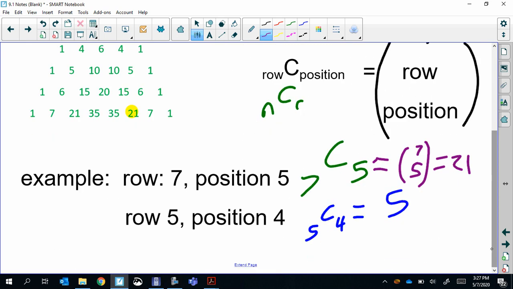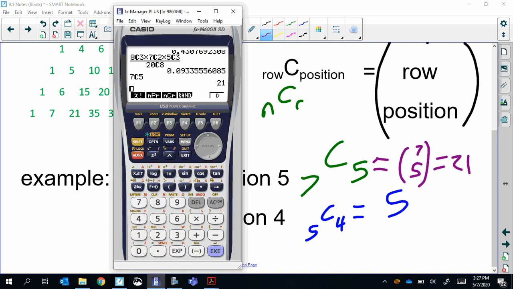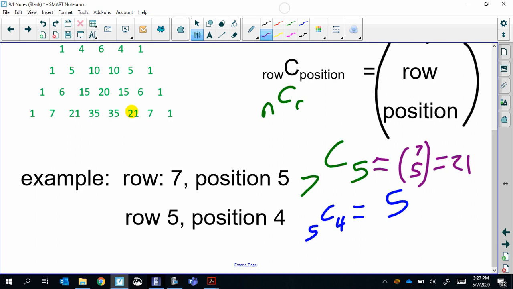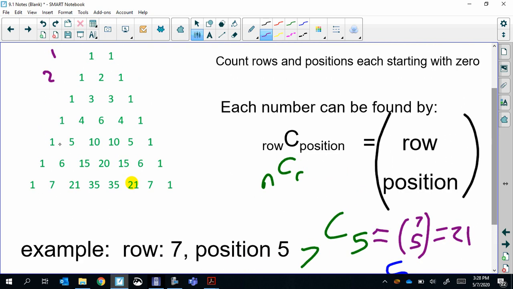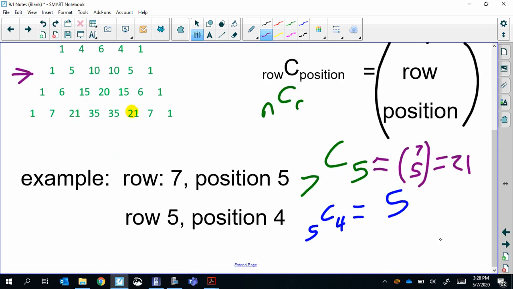There is a way to do it by hand. I'll show that here at the bottom of this page. So row 5, position 4, that'll be 5C4 is the number 5. Now let's find that on our triangle. We'll match it up. Row 5 would be this row. Position 4 would be, remember we start at 0, 0, 1, 2, 3, 4. So that's row 5, position 4. So it is 5. The answer is 5 there. Got it from the calculator, got it from the triangle. You can find those numbers that way just using that calculation.